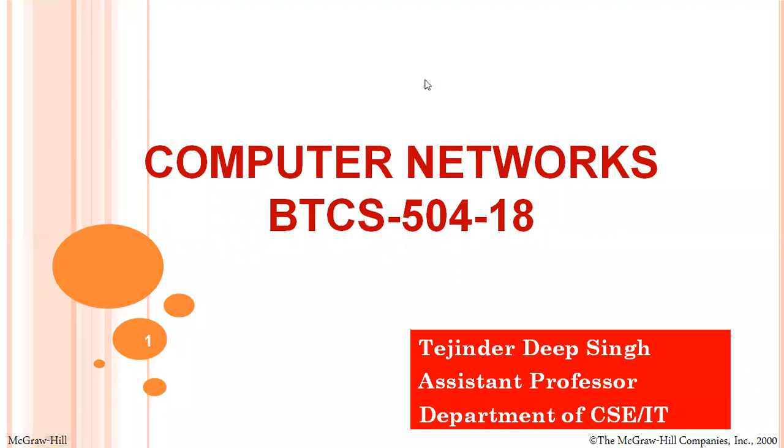In the previous lecture that was held yesterday, we completed the OSI model, and we have discussed all the layers of the OSI model, Open System Interconnection Model.